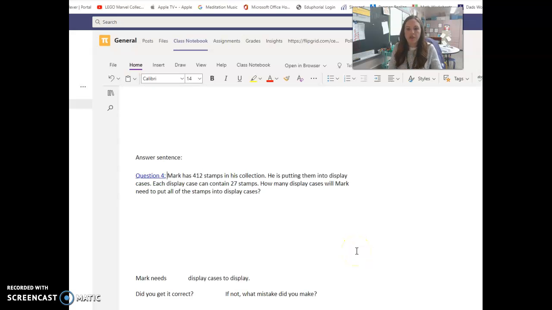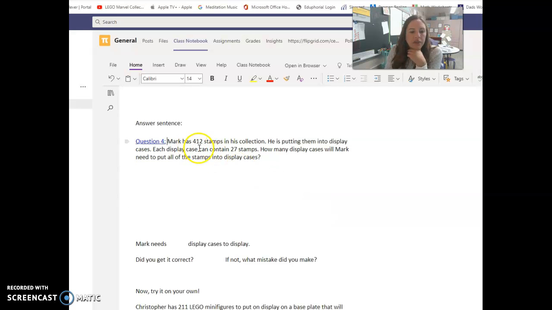Okay, here is our fourth and final question for today. Mark has 412 stamps in his collection. He is putting them into display cases. Each display case can contain 27 stamps. How many display cases will Mark need to put all of the stamps into display cases?